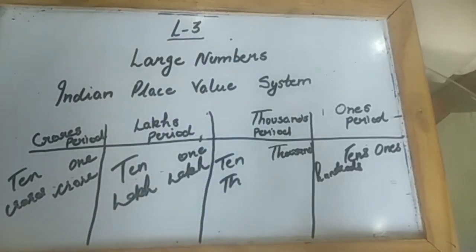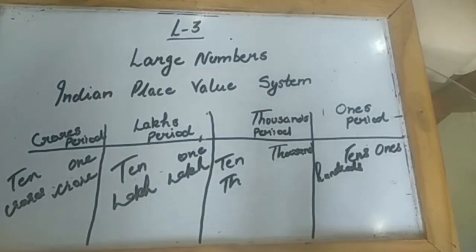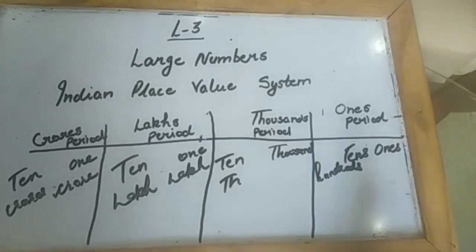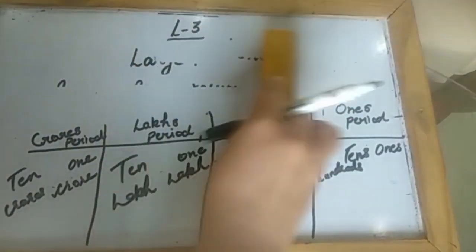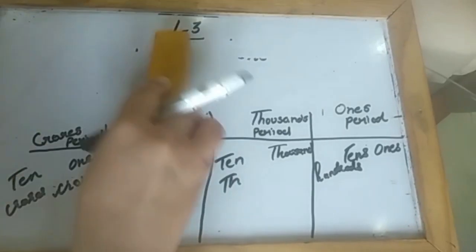and 10 crores. Now if we have to read very large numbers, we put commas in the number to make the reading easy. So how do we put the commas? I'll just tell you. We put the commas according to their periods.